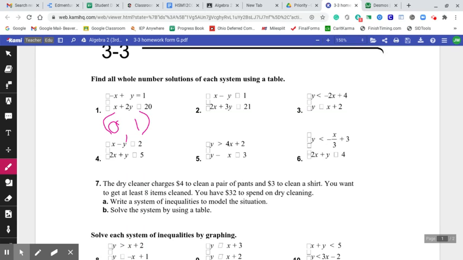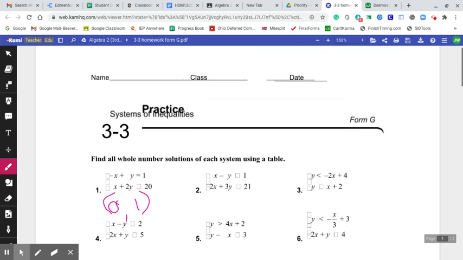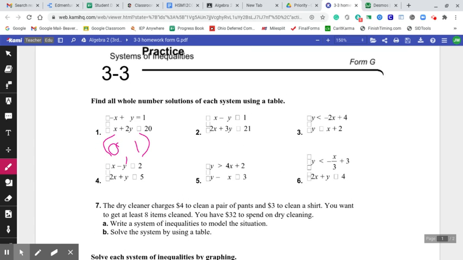This is 3-3 homework. We're using a system of inequalities, and this sheet, make sure you have the right sheet. I think I might have given you the wrong sheet, but I uploaded a new sheet on the Google Classroom. And make sure it has Form G right here. That's what we're going to be using. I might have put Form K. I'll go through and delete that and add the new one in there.